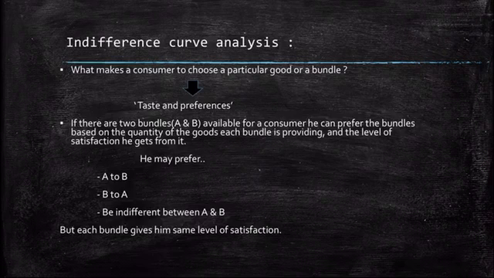because of the different quantities of each good varying from A to B. Or the consumer may be looking for some other bundle between A and B. He may think, I don't like A or B; in between A and B, I may be looking for another bundle. If it is the case, the consumer is said to be indifferent between A and B.